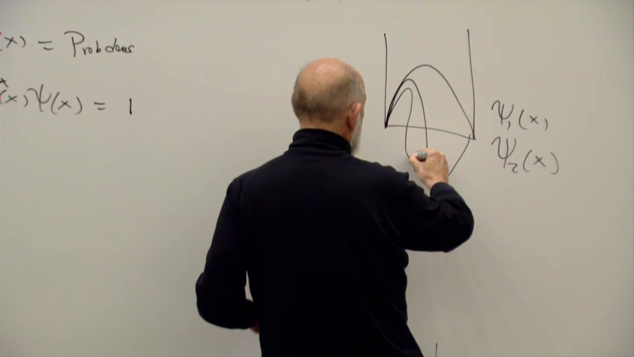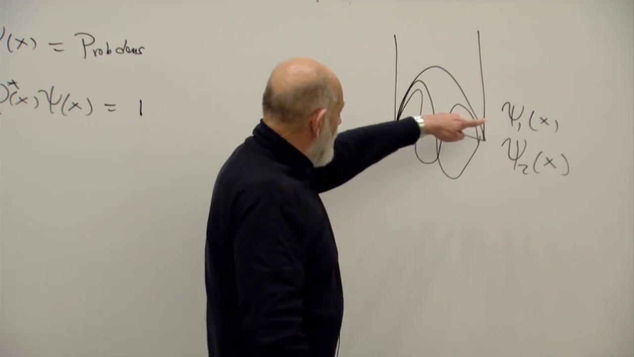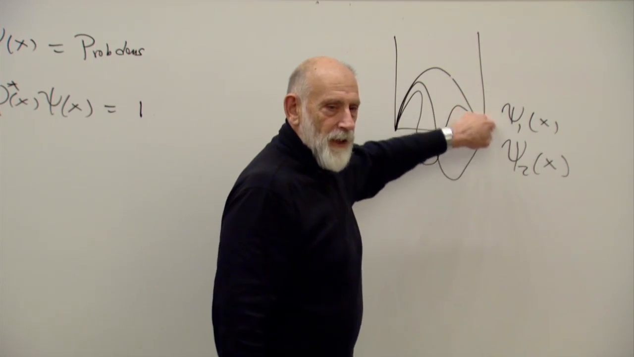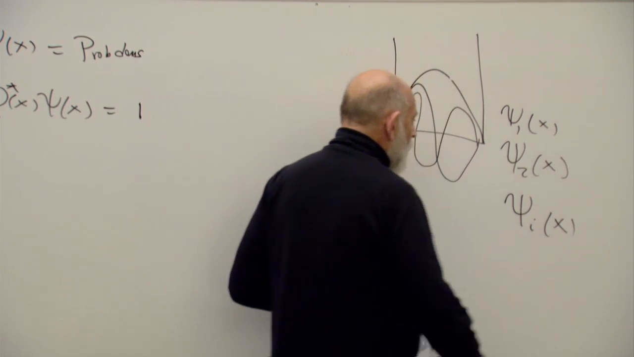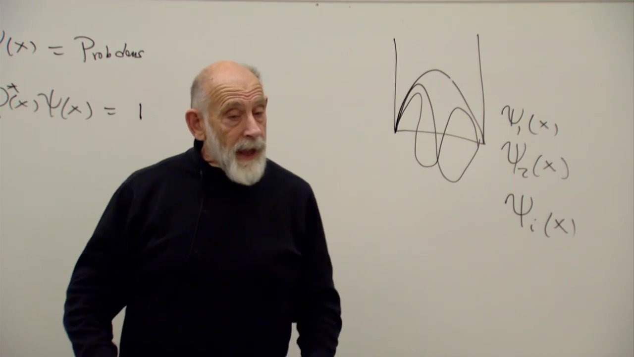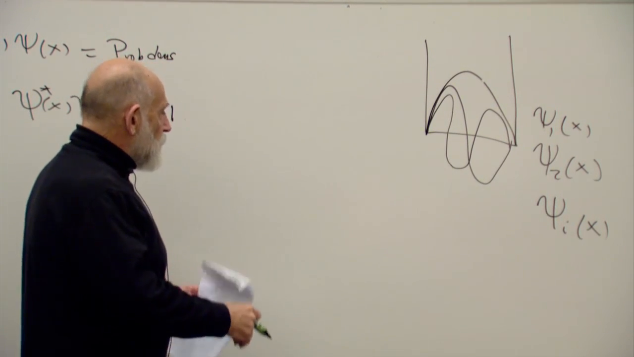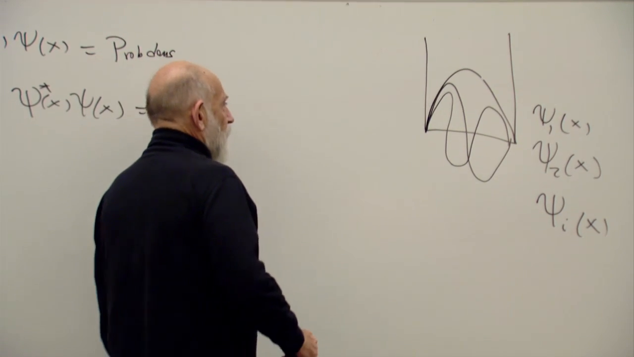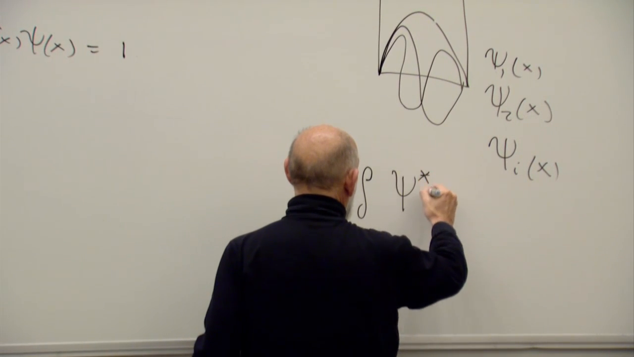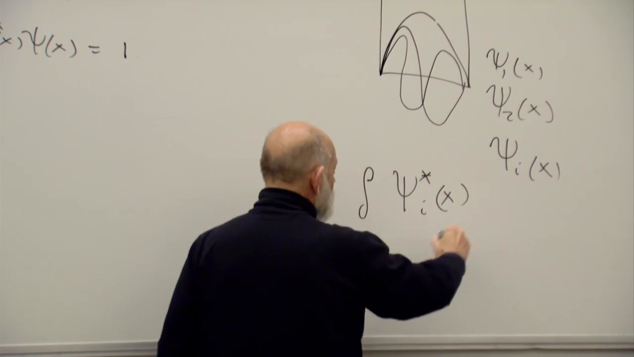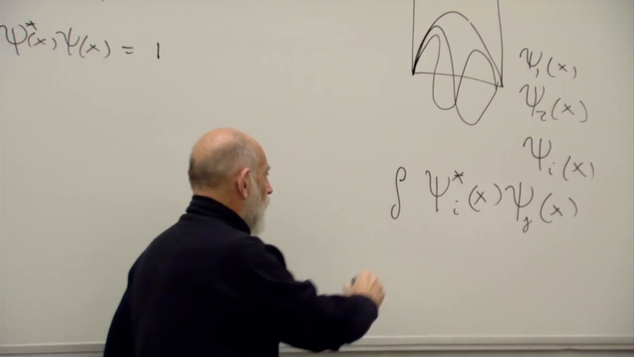They're characterized by the number of nodes. Rather peculiarly, I started with psi 1, which has no nodes. Psi 2 has 1 node, but so be it. Psi i of x. And since these are supposed to be energy eigenstates, they're orthogonal to each other. They form an orthonormal basis. So let's write the equation for that. The equation is the integral of psi star i of x with psi j of x, that's the inner product, dx.